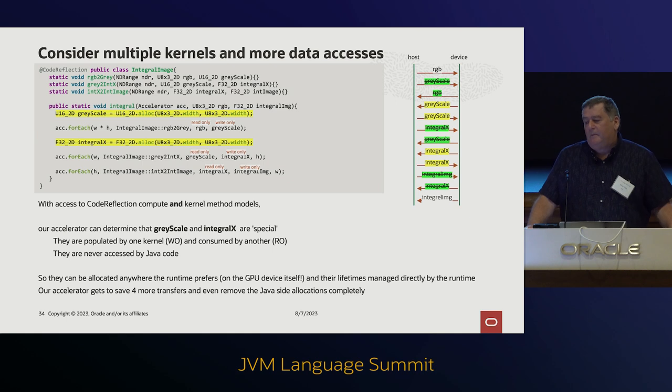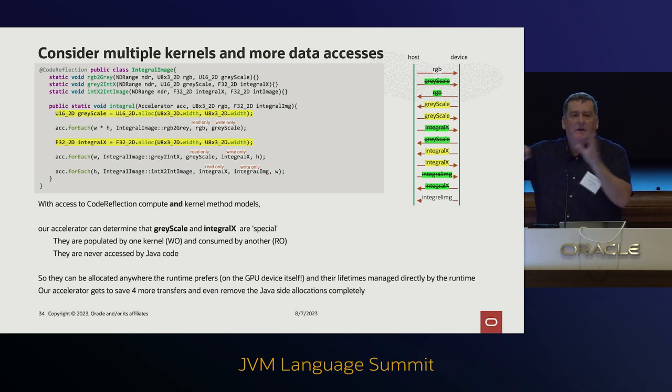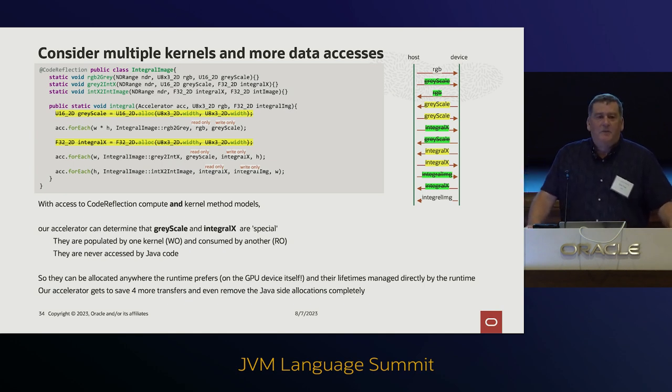And similarly, these two buffers that we allocated here were temporaries. They hold data for one kernel to populate and for another one to consume. We don't need to have that allocation happen on the Java side. That can be moved completely down into the vendor's code. The vendor can put it somewhere next to the GPU, somewhere where it's never going to be copied. We can get rid of the copy and the transfer. So again, having code reflection look over the compute method allows this graph to be built without you having to describe it yourself.